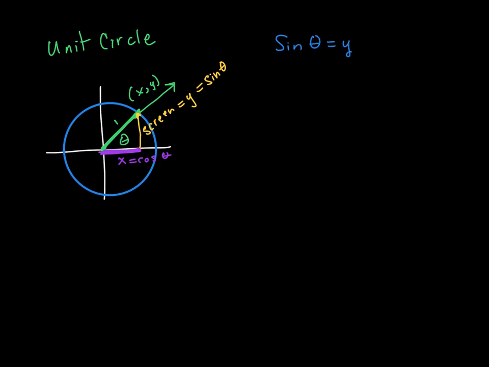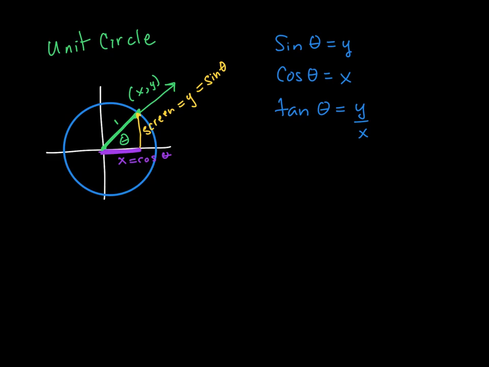So what we have here is the start of that definition: the sine of theta is always going to equal the y value on the unit circle. The cosine of theta will always equal the x. And the tangent of theta will always equal y over x.